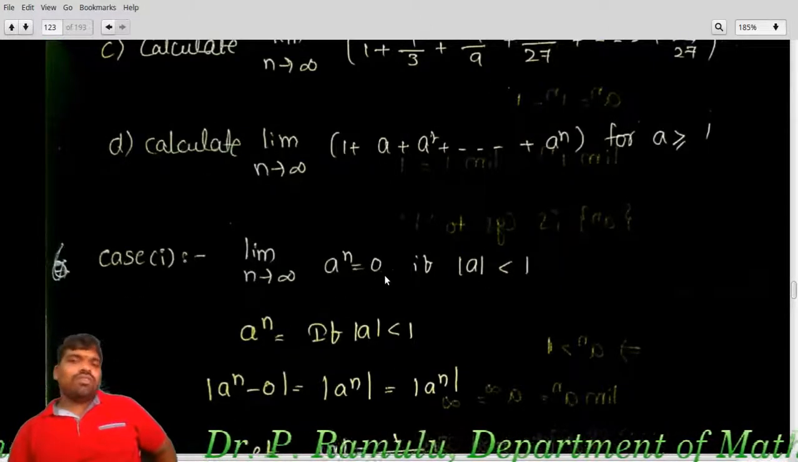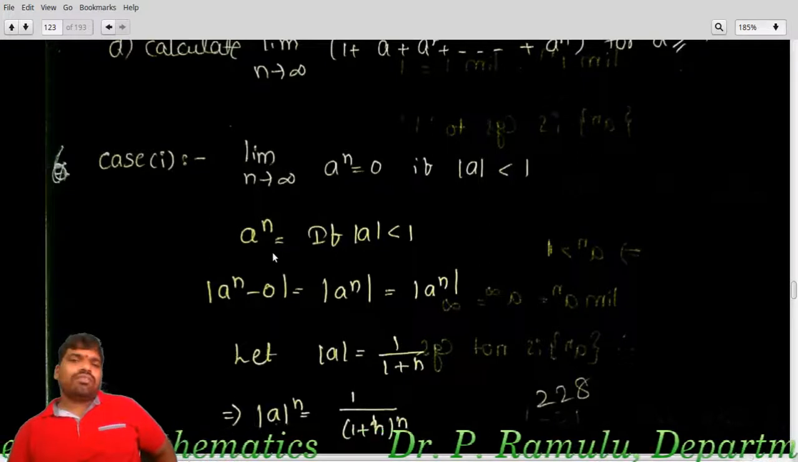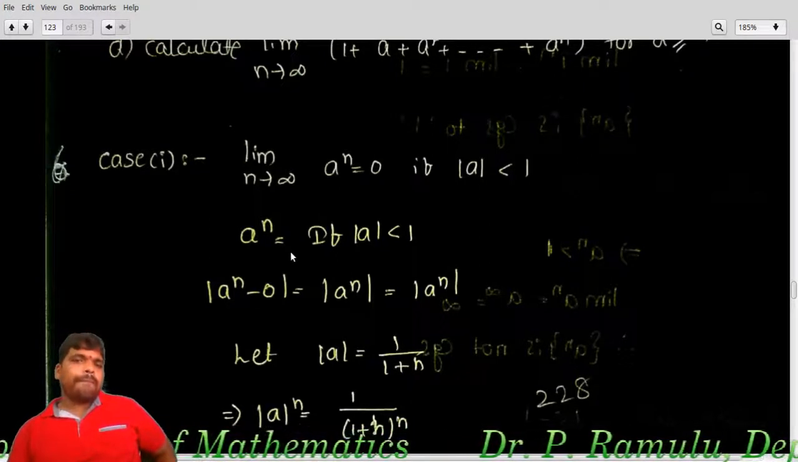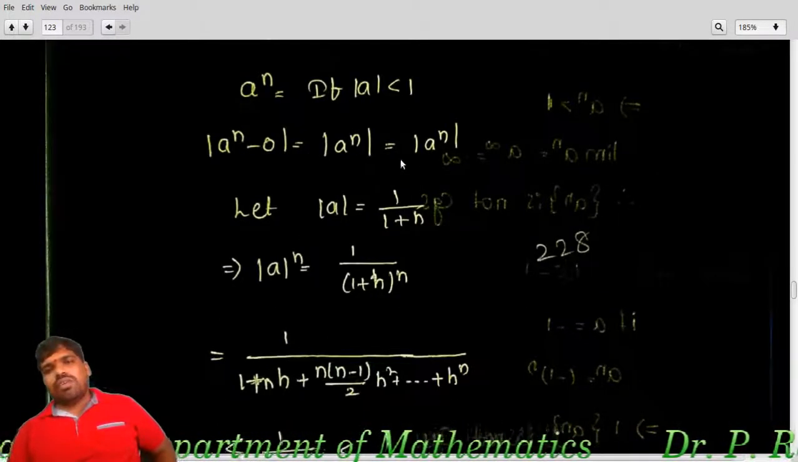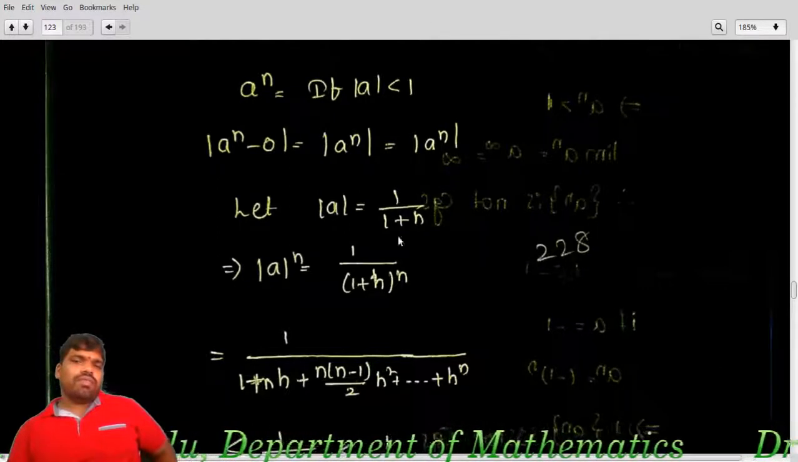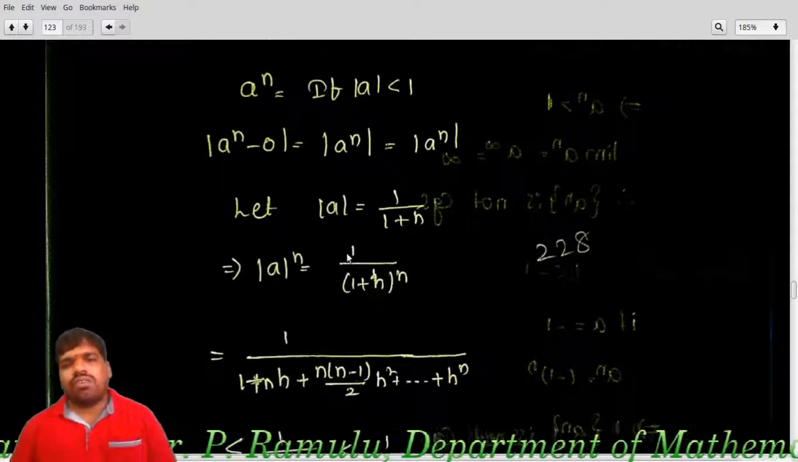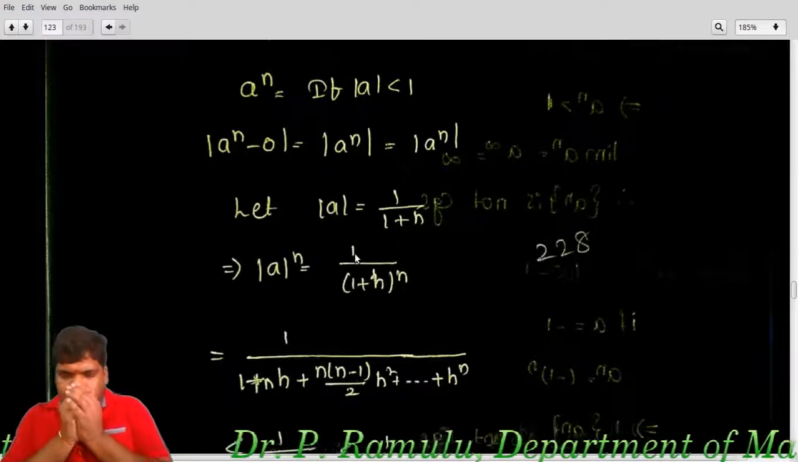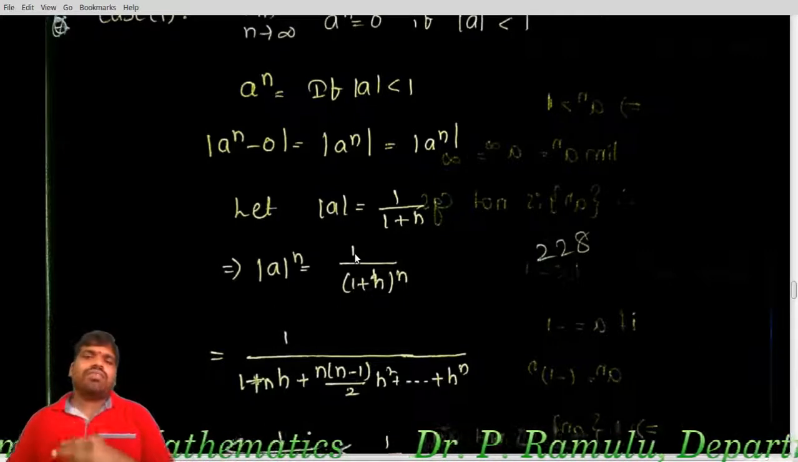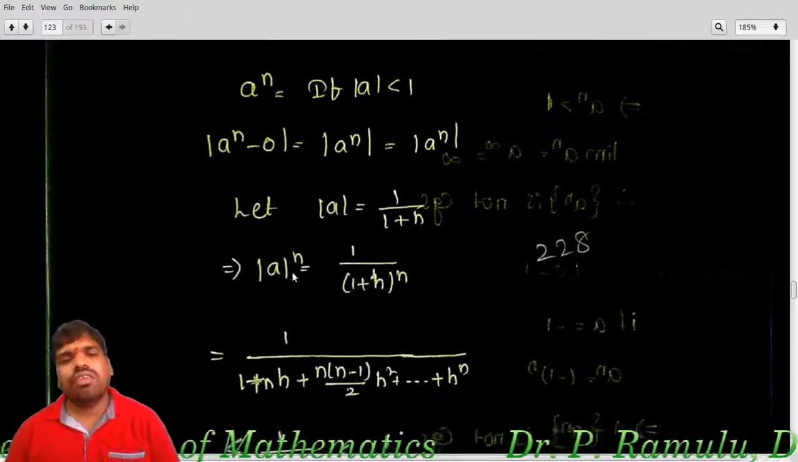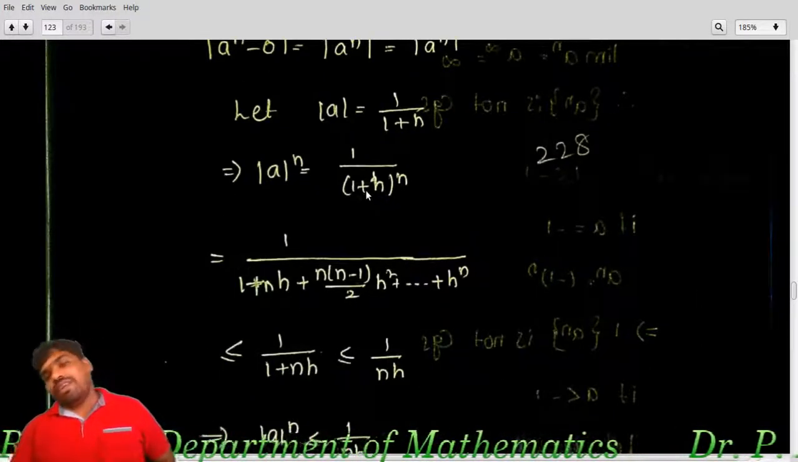Limit as n tends to infinity of a power n equal to 0 if mod a is less than 1. I am considering mod a less than 1. Mod a power n minus 0 is equal to mod a power n. Mod a equal to 1 by 1 plus h. Mod a power n is equal to 1 by (1 plus h) whole power of n. This is by the binomial expansion.